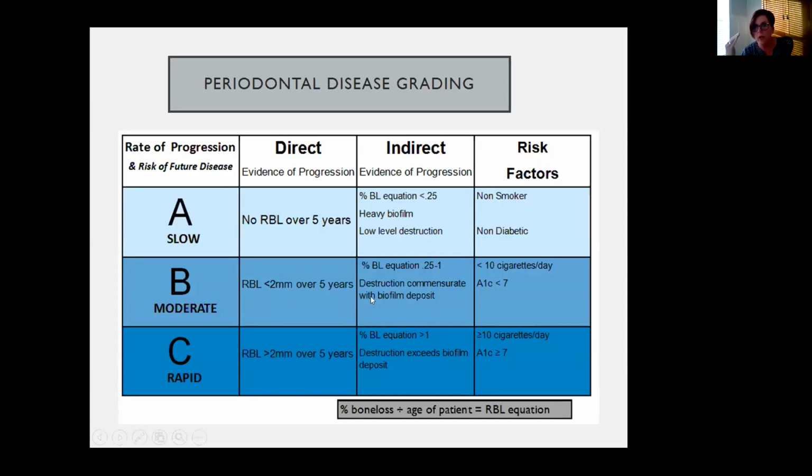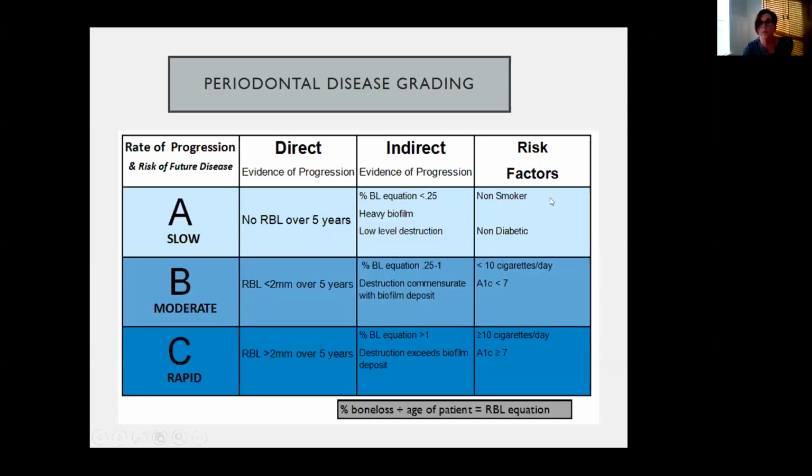Now, just to give you an idea of what that means, if the patient happened to be 25 and had 33% bone loss, their equation would be a 1.3. So that would take us down to a C. You can obviously see that if you have someone who's very young and lost bone, it's happening faster than if we have someone who's 80 and lost the same amount of bone.